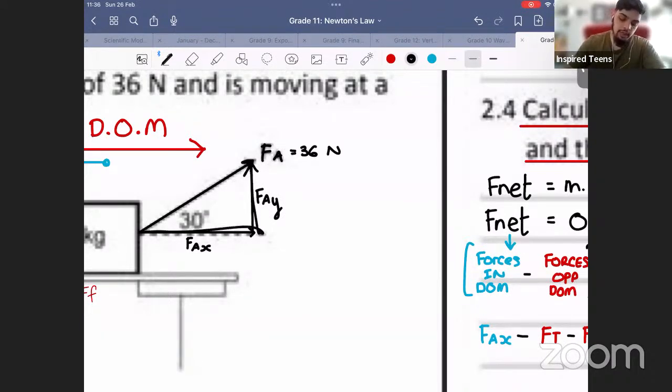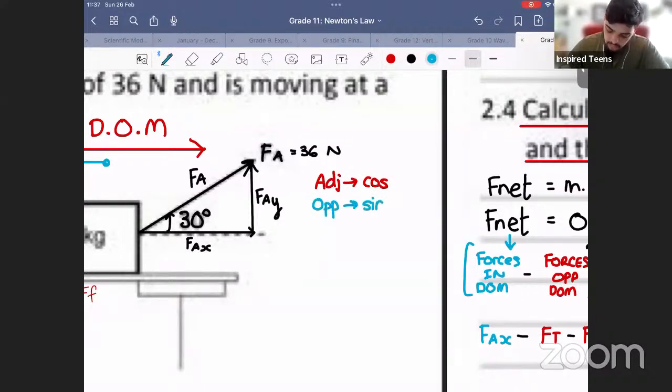So this component and that component actually created that resultant. And then I analyze. I have this degree. I have the hypotenuse, which is actually the F applied. I have the value of the hypotenuse, it's 36. Now, which one do I want? I want FAX. Relative to the 30 degrees, is FAX adjacent or is it opposite? We can see that FAX is adjacent. If it is adjacent, you are going to use cos. If it is opposite, you are going to use sine.